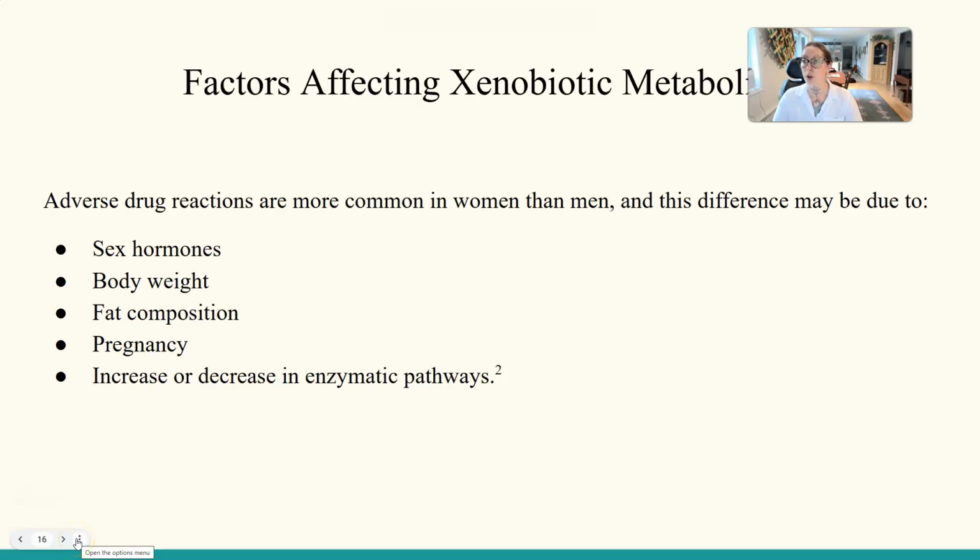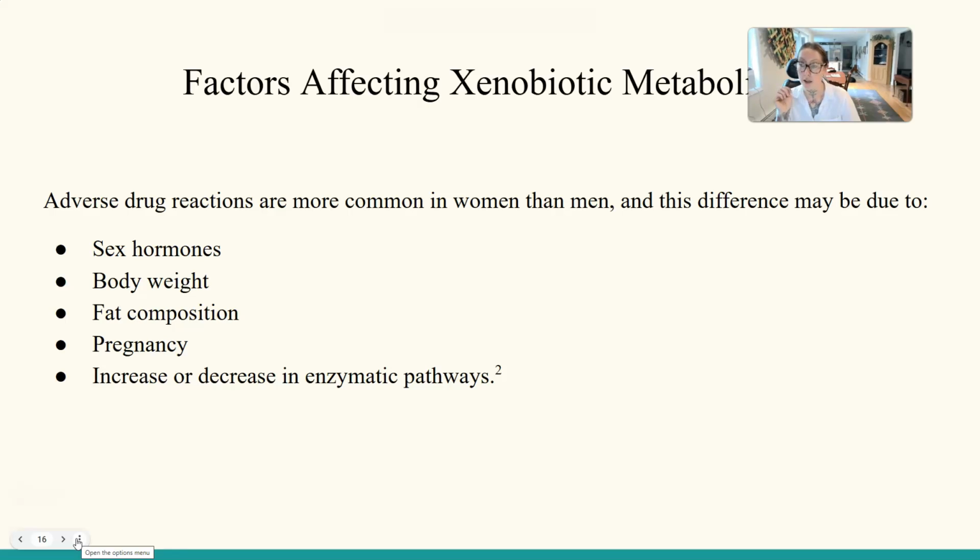Adverse drug reactions are more common in women than men, and this difference may be due to sex hormones, body weight, fat composition, pregnancy, increase or decrease in enzymatic pathways. Bodily changes occur throughout the lifespan, which result in changes in enzyme levels, body composition, and other factors related to xenobiotic metabolism. Infants have a lower expression of CYP450, which can result in decreased ability to metabolize xenobiotics.